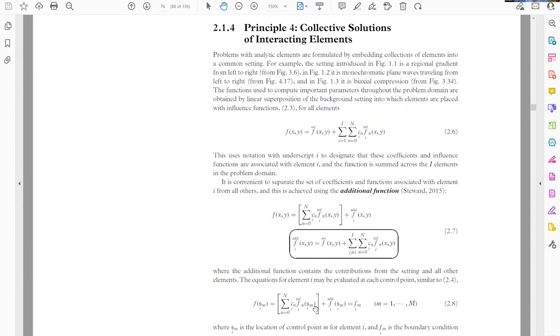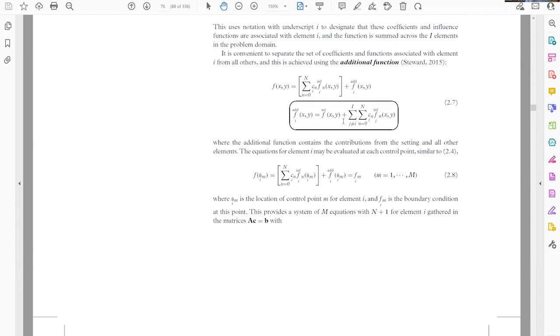And then we say, okay, well, element, you solve for yourself. Next element, you solve for yourself, given what we know about this element now. Next element, you solve for yourself based upon what we know. And you go around and around these elements and solve until finally you converge down to a solution. So that's the basics of the analytic element method.